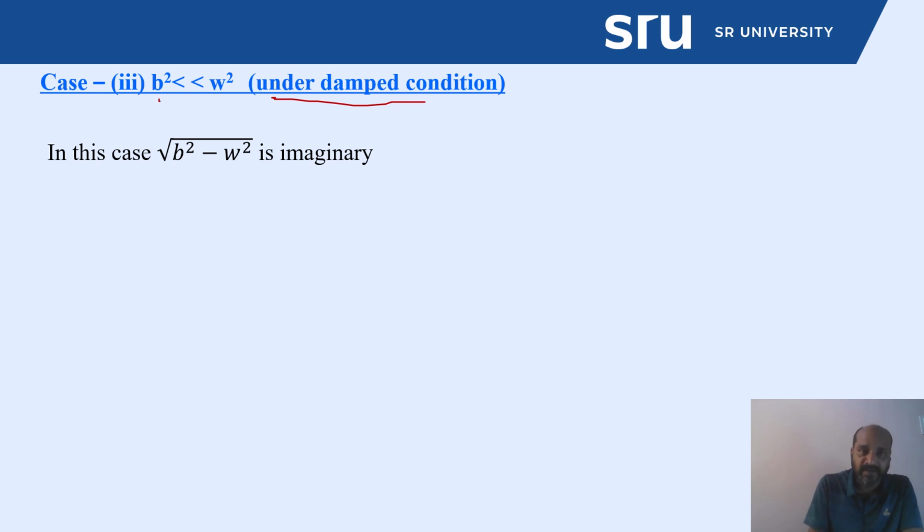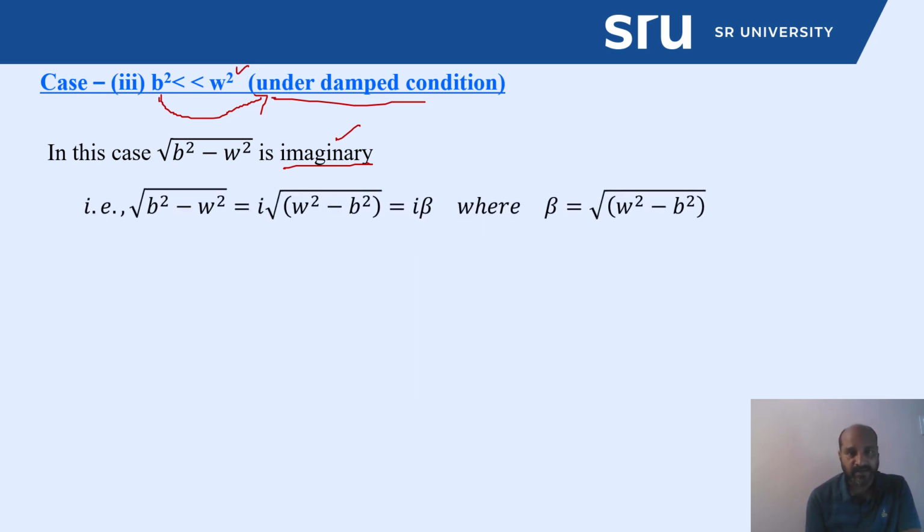And the third possible condition is under damped. The condition itself says that the damping constant is less compared to omega square. So if b is much less than omega square, then definitely the square root value will be what? An imaginary value, because the result will be negative. So if it is imaginary, just see here, under root b square minus omega square. We'll do one thing. We'll take minus 1 as common in this. So square root of minus 1 will be what? i. And with minus 1 common, omega square minus b square.